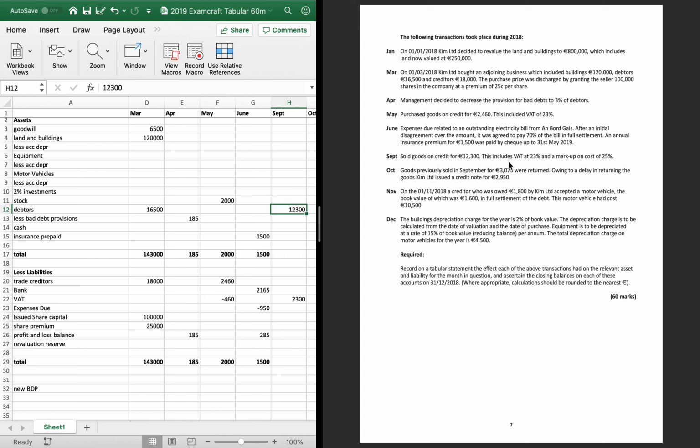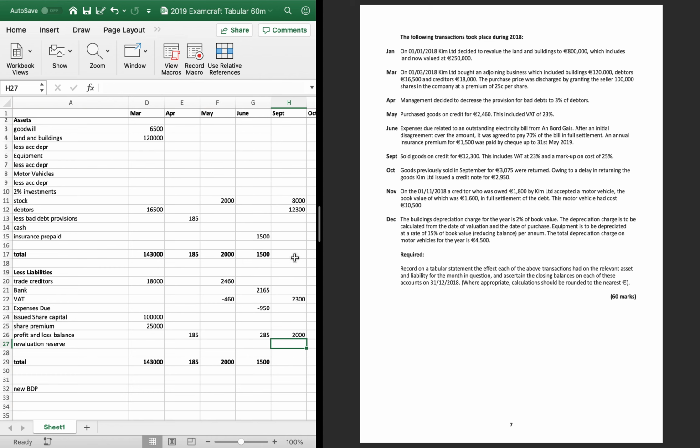Okay. However, of that 10,000, there's a markup of 25%. So we take the stock of 10,000, that we sold for 10,000 in effect. We're going to divide that by 125 and multiply by 100. And that gets you back to the cost price of that stock, which is 8,000. So you got the stock that cost 8,000. You sold it for 10,000, which means you made a profit of 2,000. So 8,000 plus the profit of 2,000 is 10,000. Then there was VAT of 2,300, and the debtors then owe you 12,300.